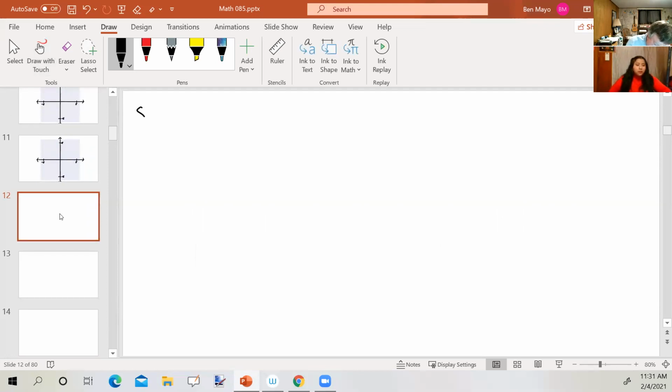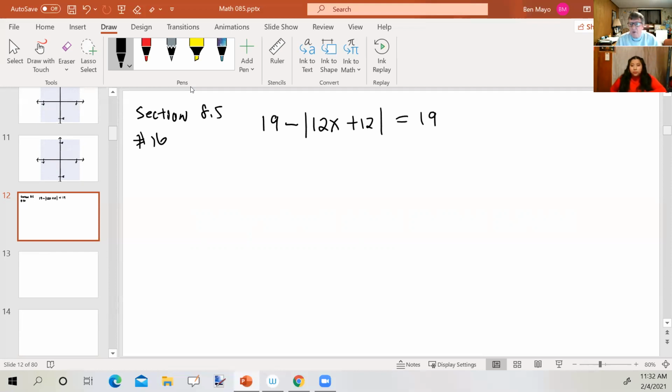This is from section 8.5, number 16. The problem says this: solve the equation, and we have 19 minus the absolute value of 12x plus 12 equals 19. Okay, so we have an equation with an absolute value on the left side, but there's some other stuff as well. There's a 19 and a minus sign, so we need to get rid of all that.